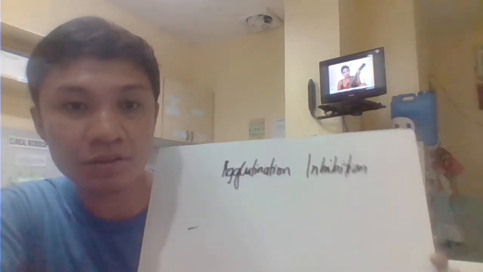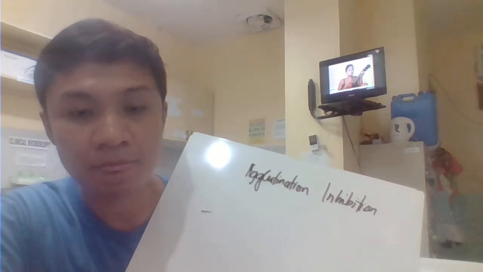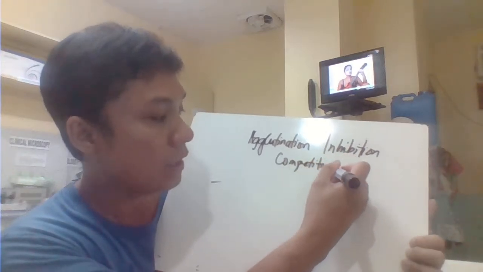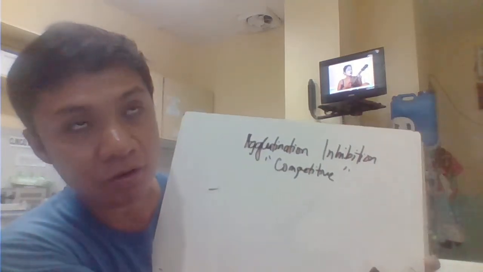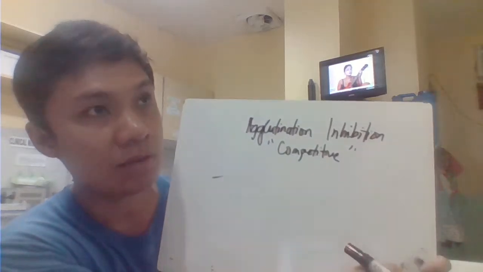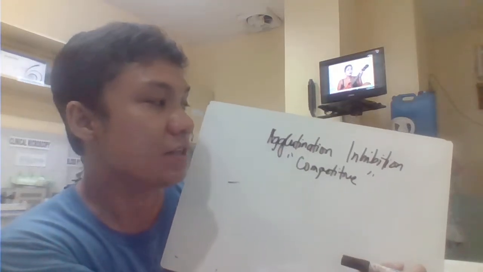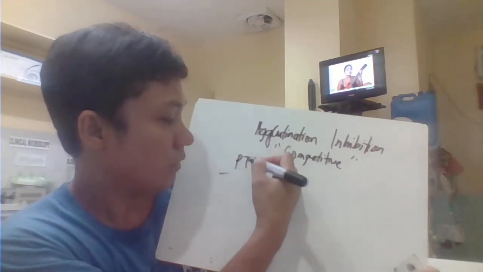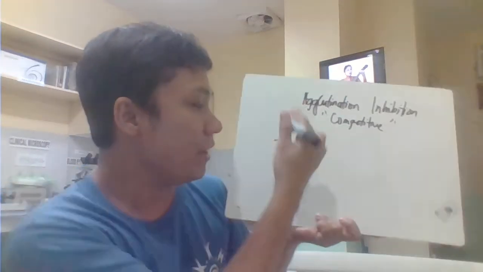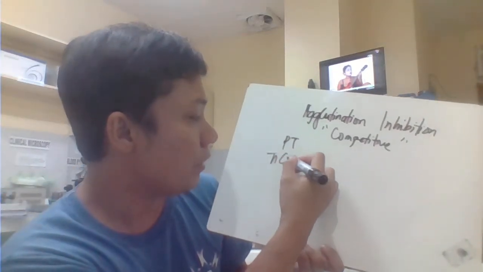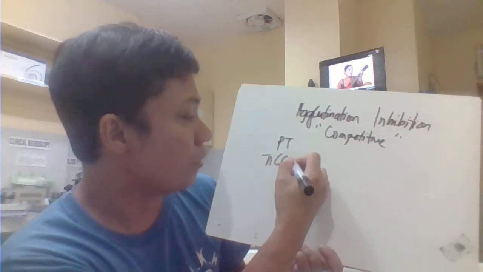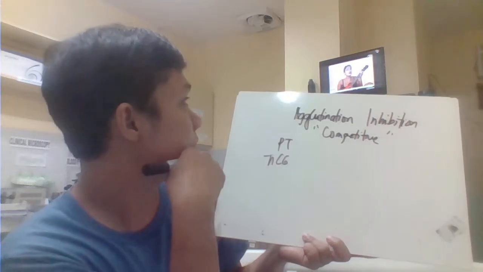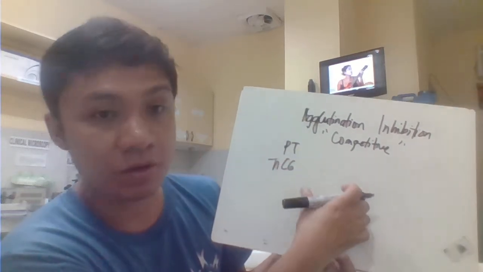Okay, in the case of your agglutination inhibition, so basically, it's equivalent to your competitive assay. Dalawa ang nagko-compete dito, we have your particulate antigen plus your soluble antigen. Application of agglutination inhibition, we have your PREG test. Okay, in the PREG test, we are detecting for human chorionic gonadotropin, HCG. Okay, that's human chorionic gonadotropin.